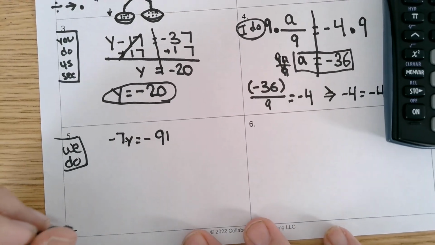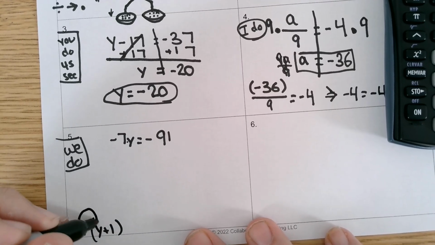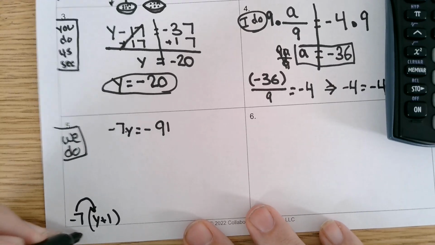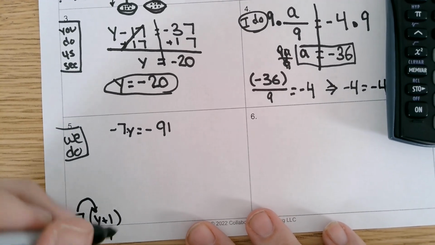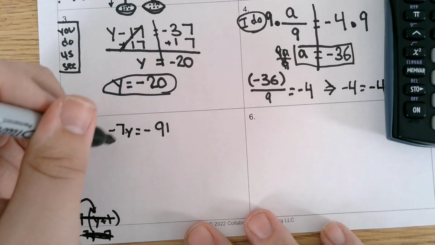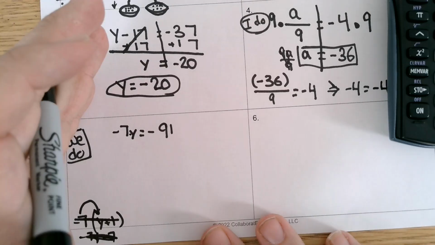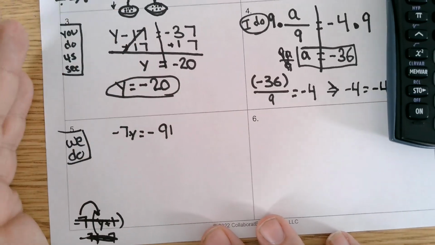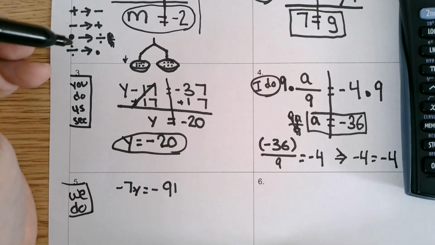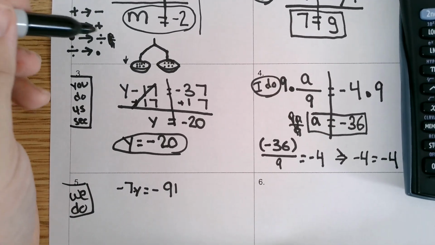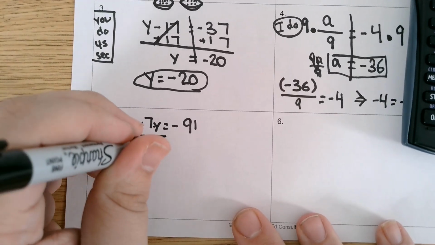Remember when we did distribution, if we had -7 times y plus 1, and we said if you multiply it, you just smush them together, that's the result, okay? So if you don't see a sign between a number and a variable, a constant and a variable, you assume it's multiplication. So we go back to our inverse operations. What is the opposite of multiplication? It is division. So I'm going to divide by my coefficient.